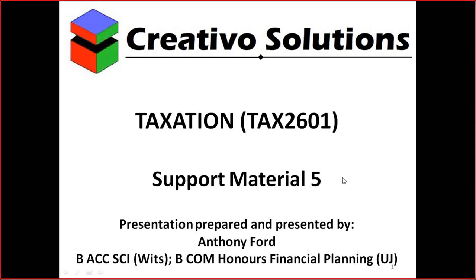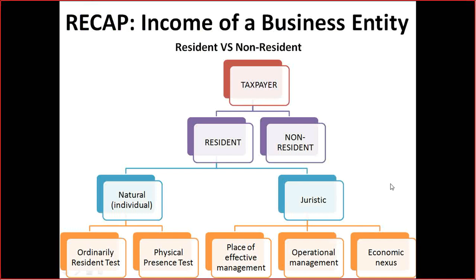When looking at support material 5, you'll see this support material looks very much at a specific line item in the actual taxable income calculation. First thing that we need to look at is just a recap regarding income for a specific business. You probably remember the different types of businesses in terms of classification. We get a small business corporation, we get a micro business, and obviously we get larger businesses like corporates that get taxed in a certain way.